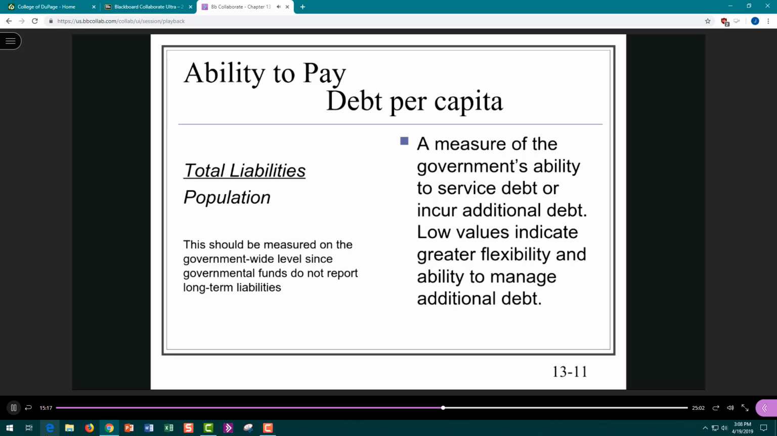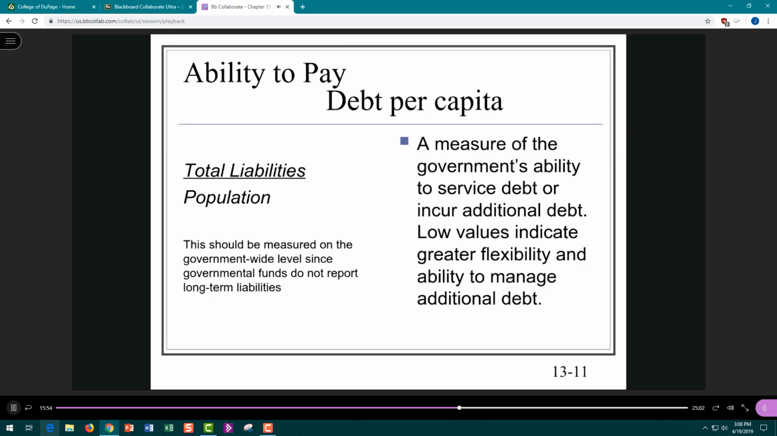So what you look at is total liabilities. Sometimes you might look at just long-term liabilities, but for the purposes of our text, total liabilities, and comparing that to population. So in other words, for every individual, what is that individual's share of the debt of the government? So the equalizer here is population. So population, where do you get that number from? If you're issuing a CAFR as a government, the population number will be shown in the statistical section of the CAFR. You may have noted that when you were doing your CAFR projects.